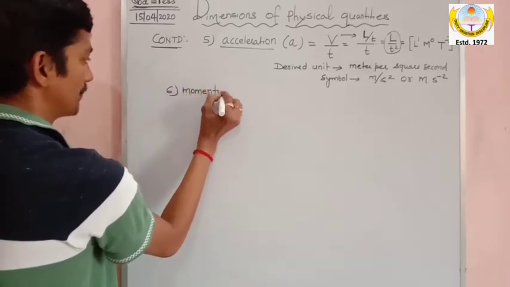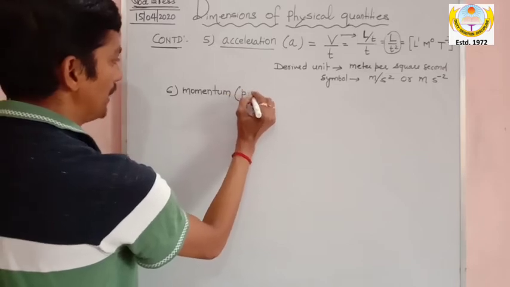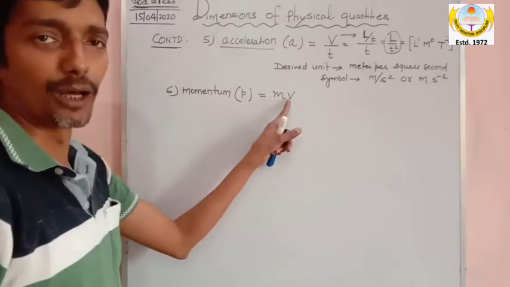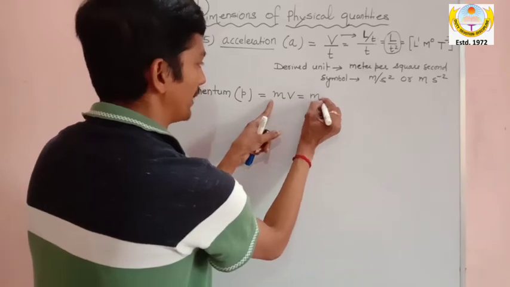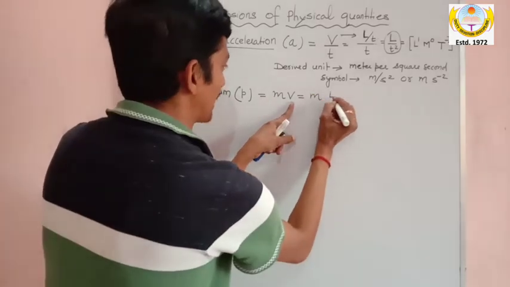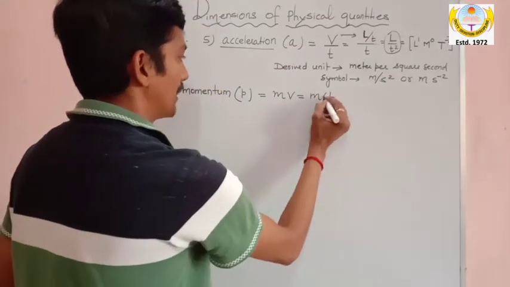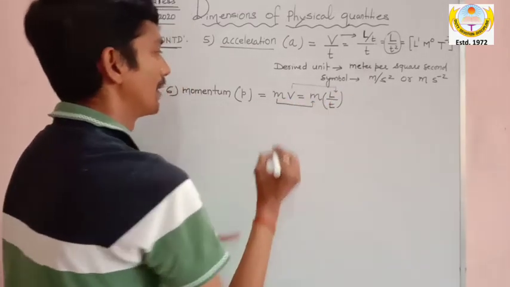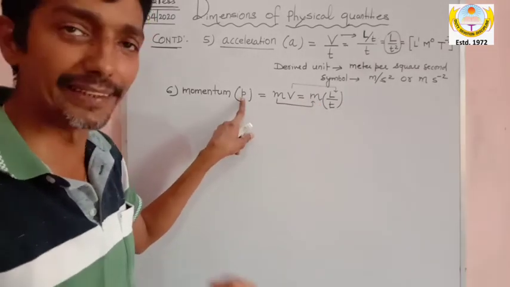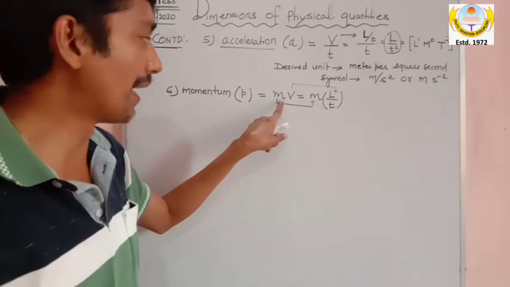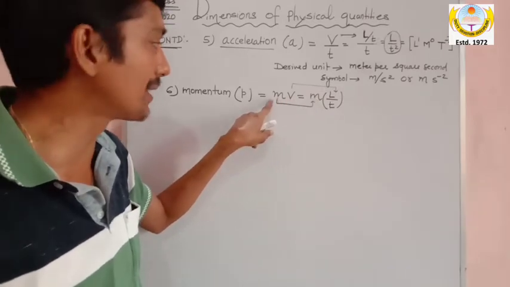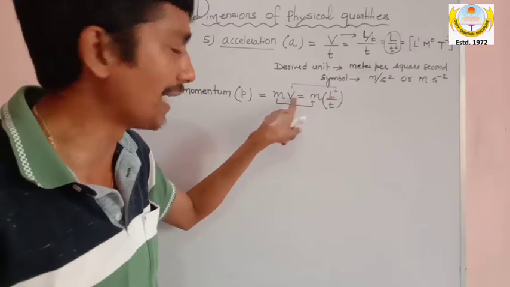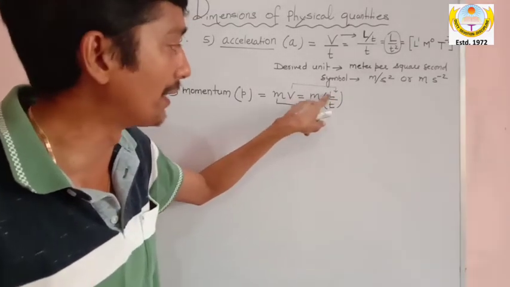Momentum. Now momentum is denoted by small p, and the formula for momentum is mass into velocity. Again my dear, mass is a fundamental quantity, it remains the same, but velocity can be written as length upon time. I hope it is clear. Velocity is written as length upon time, and mass is m only. So what I did, I broke the momentum into fundamental quantities, but earlier the formula says that it is mass into velocity, where mass is fundamental, but velocity is not fundamental. It was derived. So I broke the velocity into fundamental quantities.